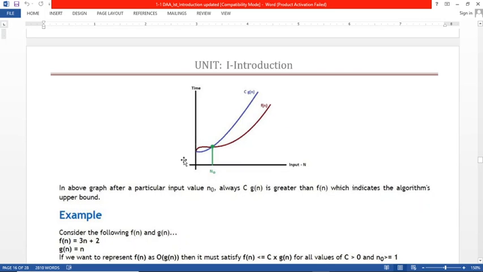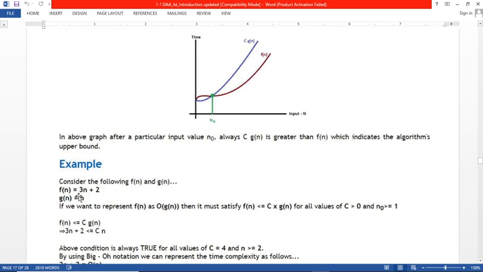Okay. So here we are taking one example for checking whether it is an upper bound or not. f of n is 3n plus 2. This is the time complexity of my algorithm, and g of n is equal to n.